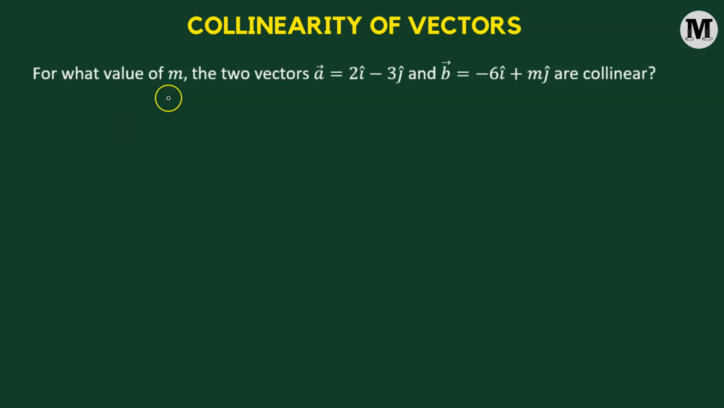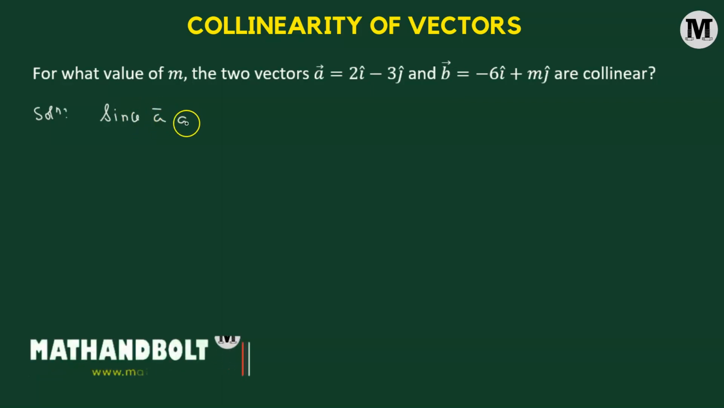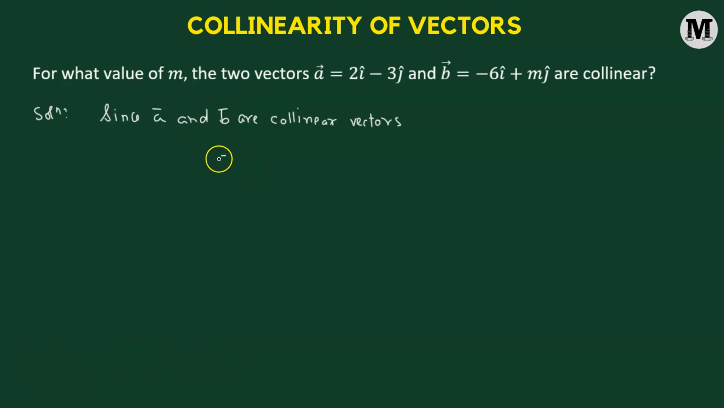For what value of m are the two vectors a vector and b vector collinear? Okay, let us begin. Now it's given here that since the vectors a and b are collinear vectors, there's a relationship that exists between a and b. It is given by a vector equals some scalar lambda times the vector b. Lambda is some scalar.